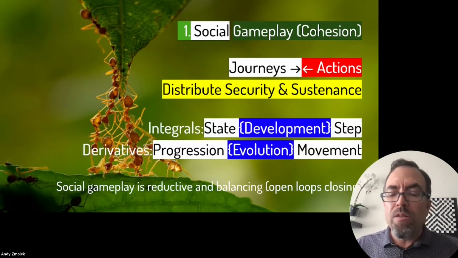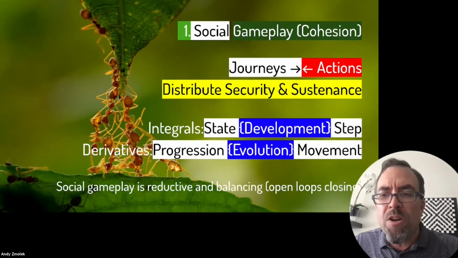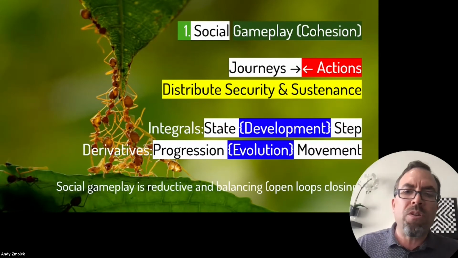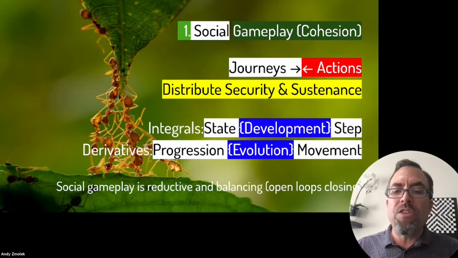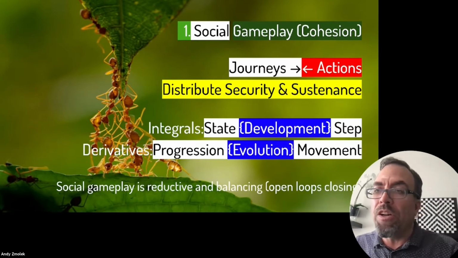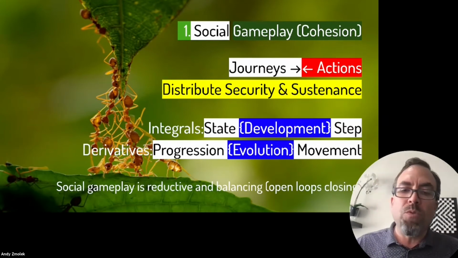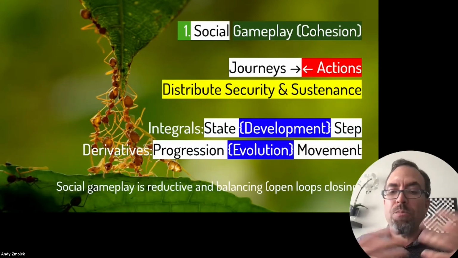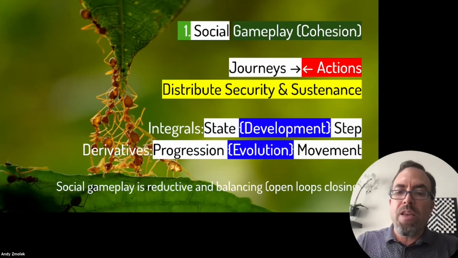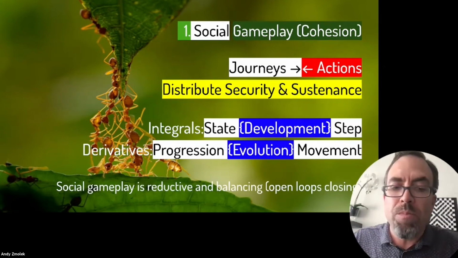If we go a little bit deeper and look at the emergences here, what's the smallest possible action? It's a step. What's the smallest possible journey? It's a state. The interplay of that leads to development. Play that out over time, you get movement. Now that could be political movement, that could be physical movement. The journeys over time lead to progression. That interplay is where evolution comes from, right?